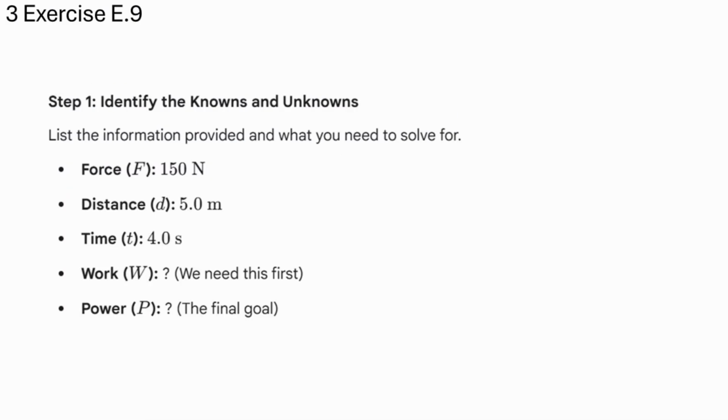First, we have to be like detectives and gather our clues. We have a force of 150 Newtons. We have a distance of 5 meters, and we have a time of 4 seconds. We are looking for power, but there's a missing link. We need to find the work first.